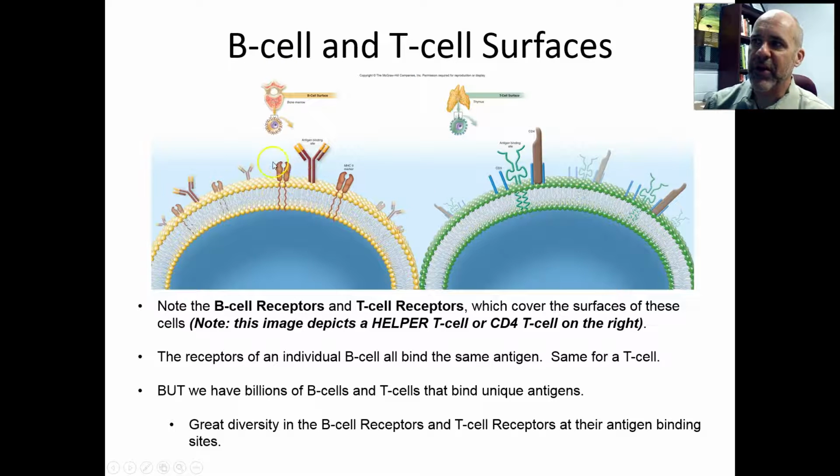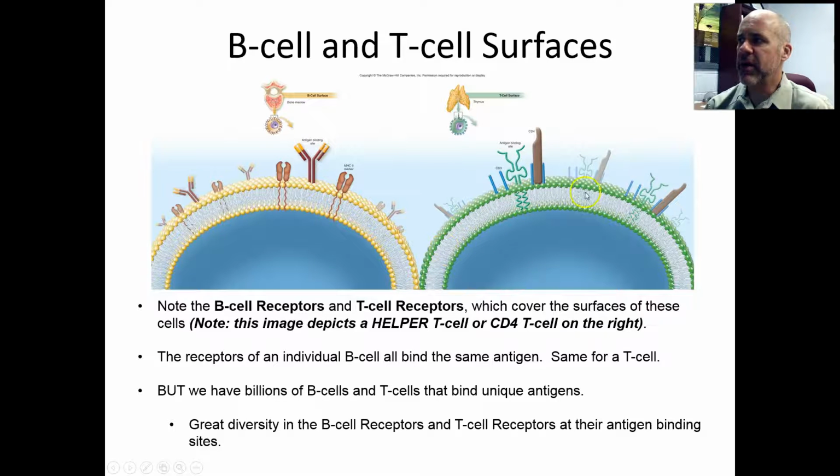Also notice they're showing you the little brown clamps. Those are MHC2 markers, or class 2 MHC proteins. So B cells have those on the surface as well. And we'll learn more about why that is when we get to the video clip where we learn more about B cells.